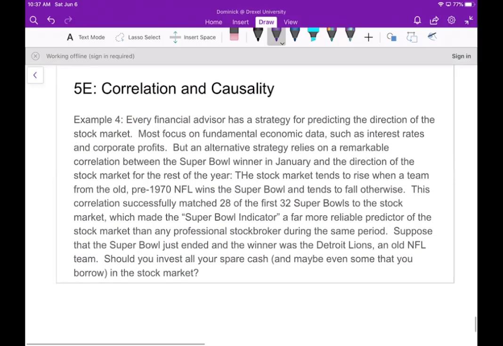Okay. Now, in this next example, we're going to talk about how we can also have coincidence coming up. Now, every financial advisor has a strategy for predicting the direction of the stock market. Most focus on fundamental economic data such as interest rates and corporate profits. Now, an alternative strategy relies on a remarkable correlation between the Super Bowl winner in January and the direction of the stock market for the rest of the year.